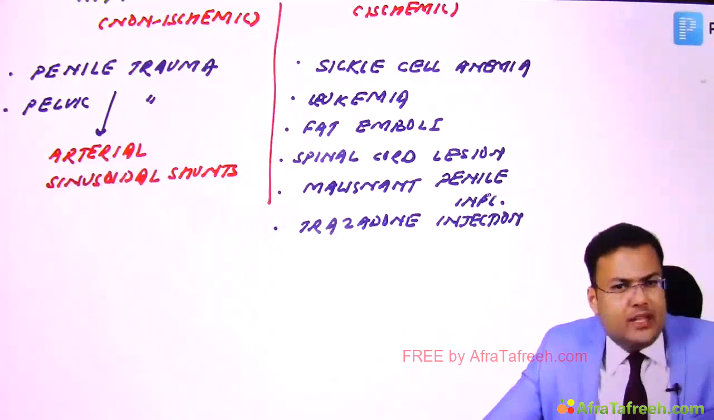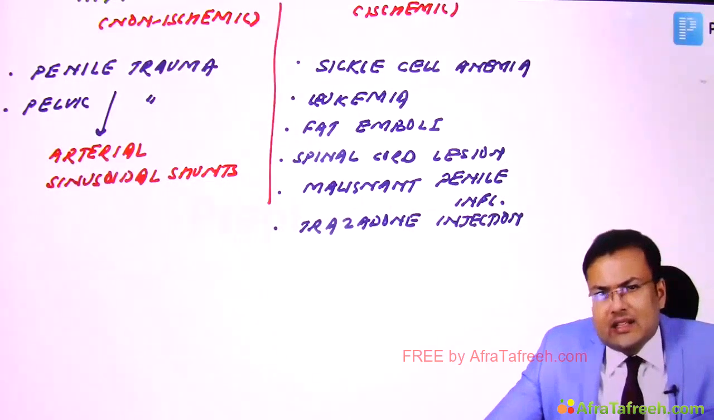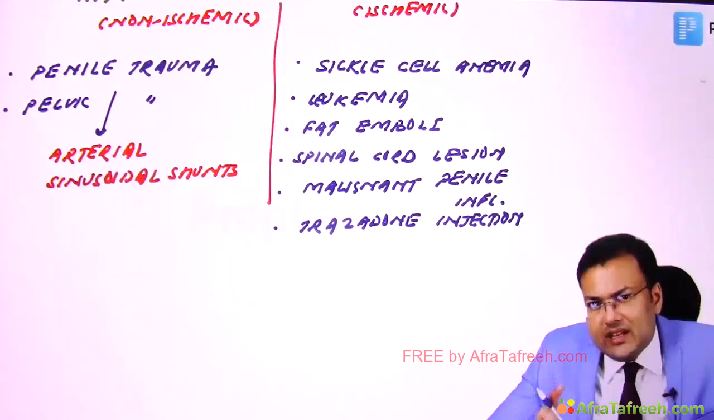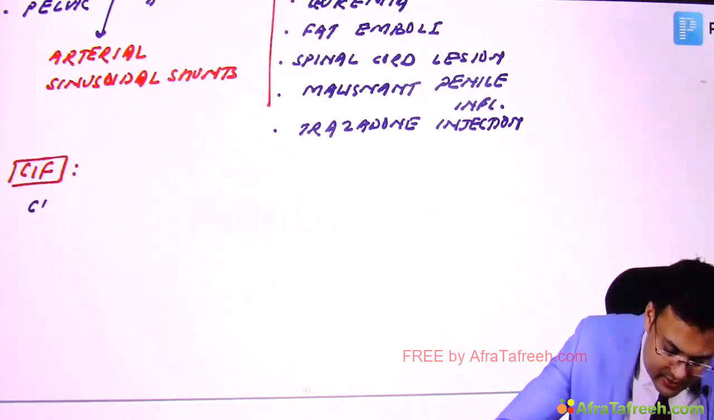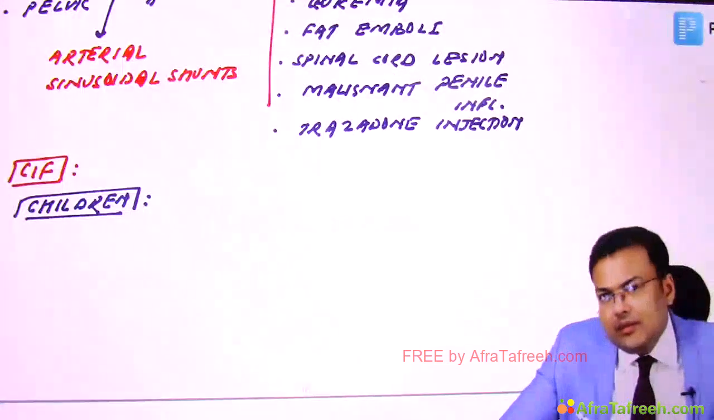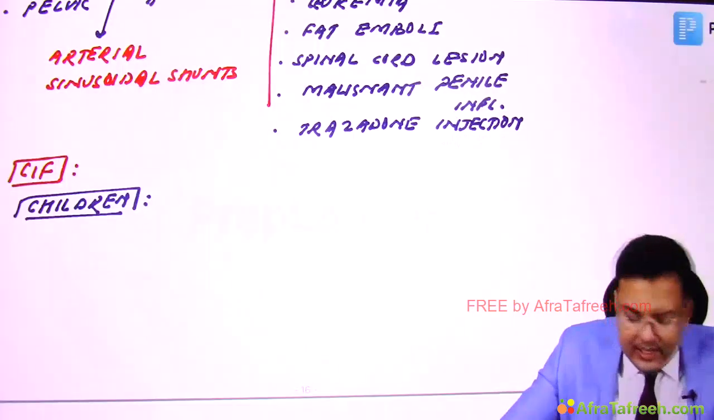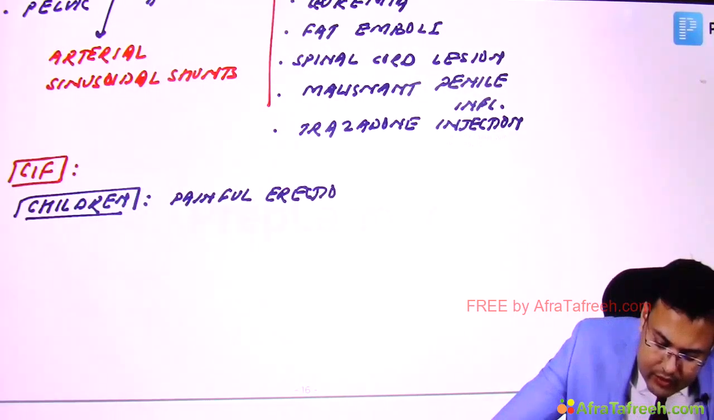Okay, now see the presentation. Generally the child aged between 4 to 10 years suffering from sickle cell anemia started crying in the midnight, and on evaluation the penis is erect. So see the clinical presentation. In children aged between 4 to 10 years, generally the child is suffering from sickle cell anemia, and there is painful erection in the midnight. Okay, this is one presentation.